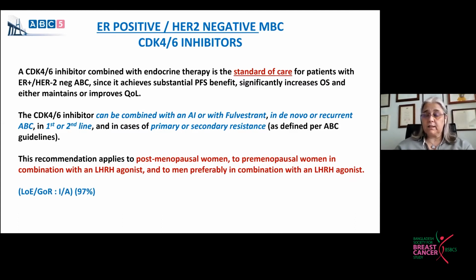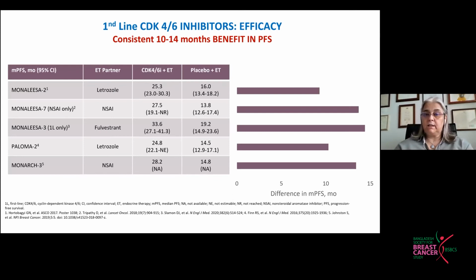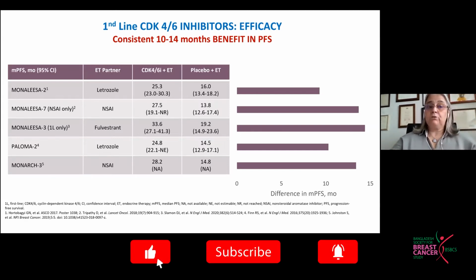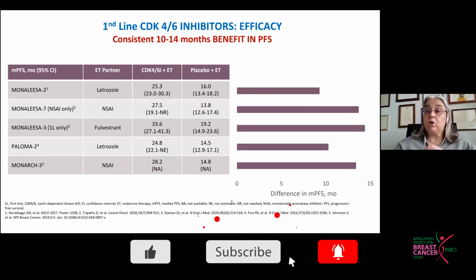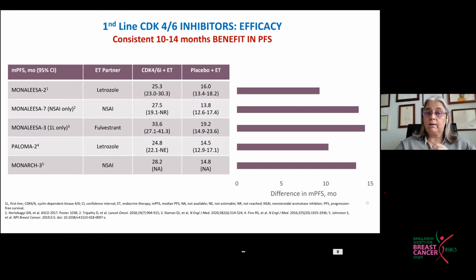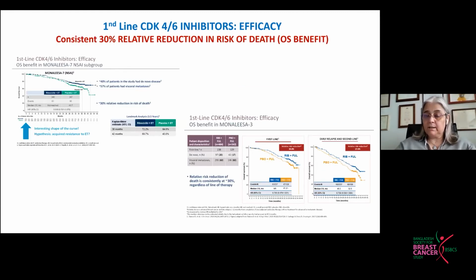Why are CDK4/6 considered the standard? This is a summary of the efficacy findings in the different trials in the first-line setting, and you can see that all of them have provided a benefit in progression-free survival between 10 and 14 months compared with endocrine therapy alone. And also we have the results for ribociclib in 2 studies, and we show the results for overall survival, and they show a relative reduction of 30%. We still don't know the magnitude of the absolute benefit, but it should be something between 6 and 9 months.